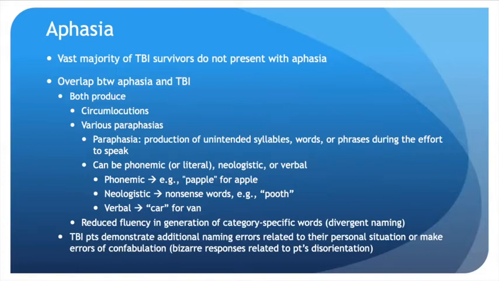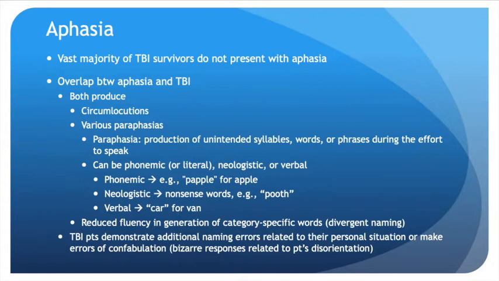Various paraphasias. A paraphasia is production of unintended syllables, words, or phrases during the effort of speech. These can be phonemic paraphasias, neologistic paraphasias, or verbal. A phonemic paraphasia might be papal for apple. Neologistic is like a nonsense word like pooth. And then verbal might be car for van, so it's a same semantic category, but a different word.